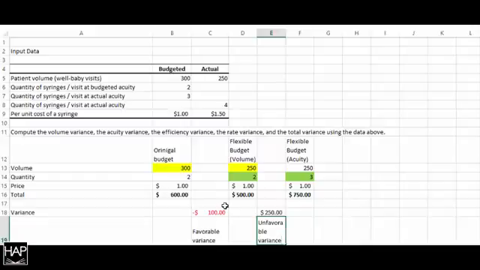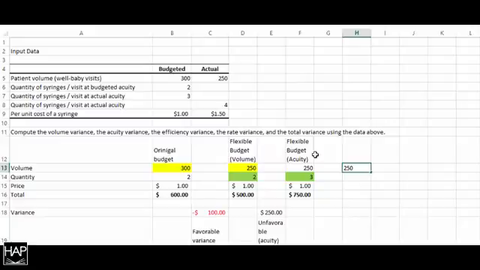And this unfavorable variance is due to acuity. For whatever reason, we're using more syringes than what we would have thought at each visit. So due to acuity, no part of the doctor, just patients were sicker than we thought they would be.